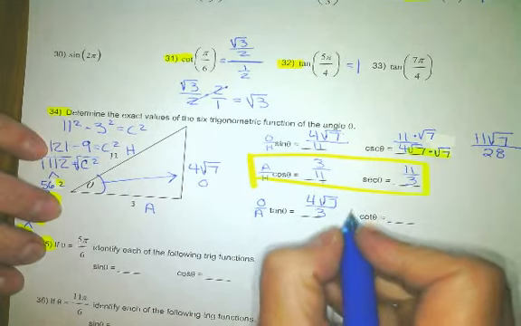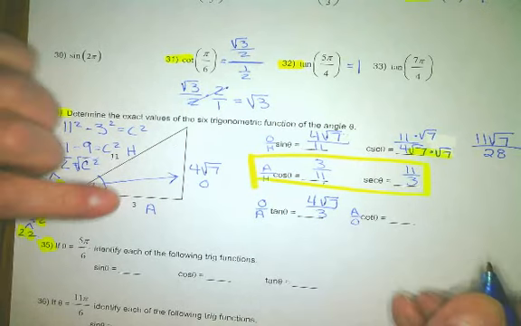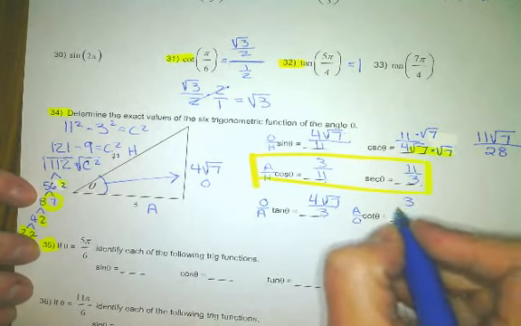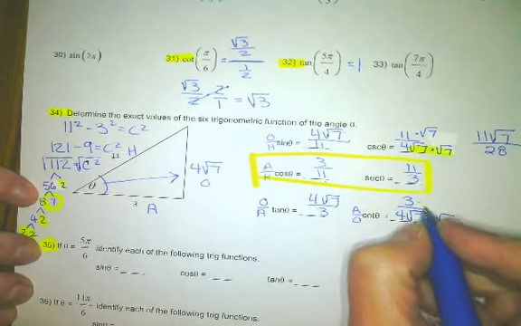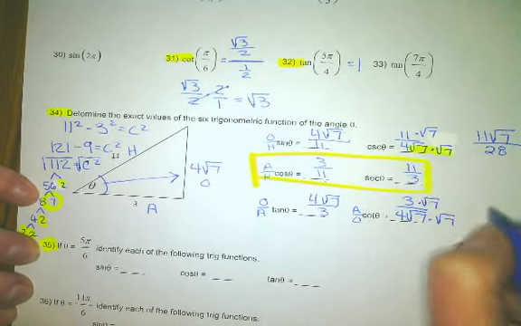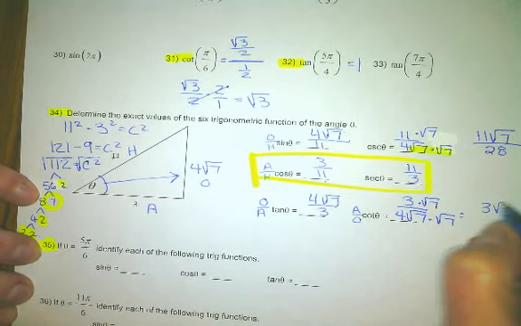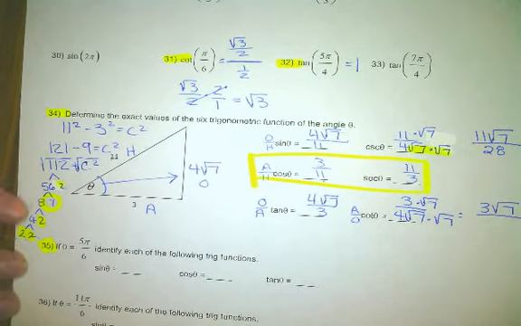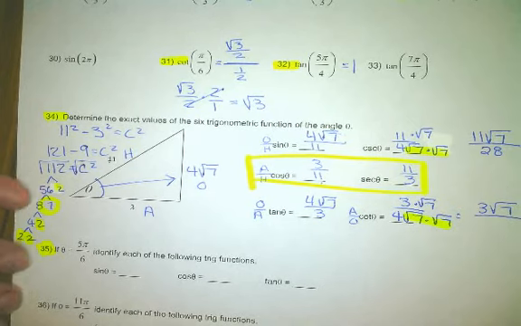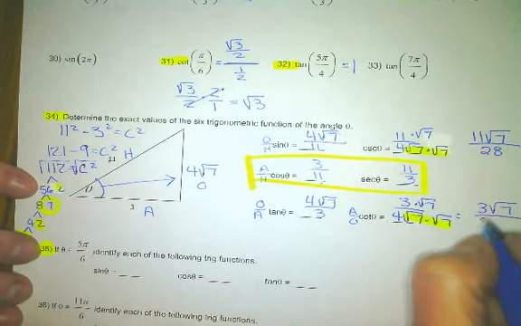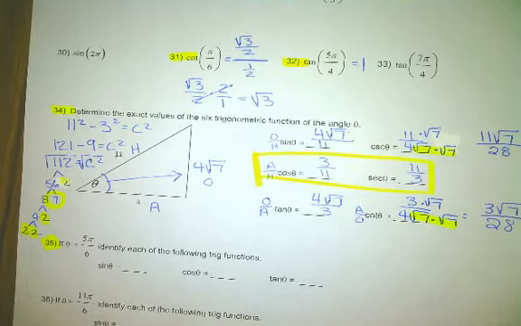Okay, so for cotangent, that's going to be A over O. So my A is 3 over 4 times the square root of 7. Again, let me do the square root of 7 times the square root of 7. This gives me 3 times the square root of 7 over, again, the square root of 7 times the square root of 7 is 7, times 4, which is 28.